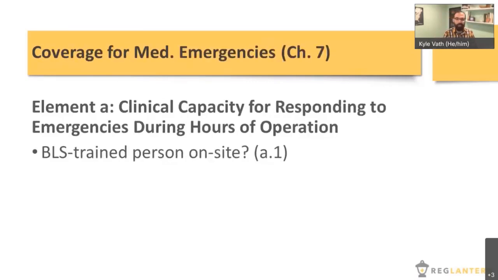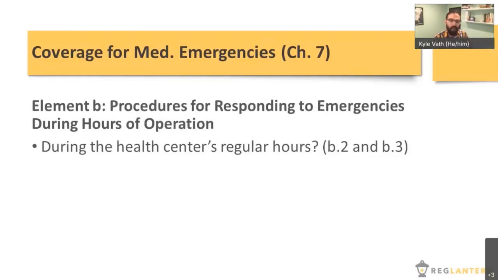Do you have a basic life support? So we're switching to Chapter 7 here. Basic life support trained person on site anytime the doors are open. Most people don't have trouble with this because this is a basic life support trained requirement for credentialing and privileging. So just show that you have a clinical staff member who's credentialed and privileged at every location whenever the doors are open. So don't spend too much time on that. Again, since it's a requirement for credentialing and privileging, you're doing that.